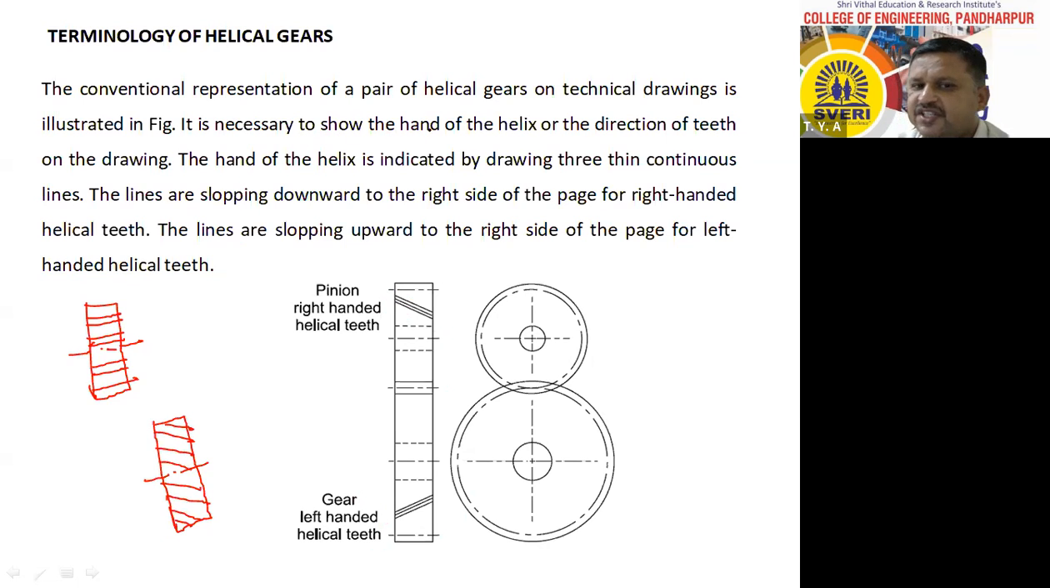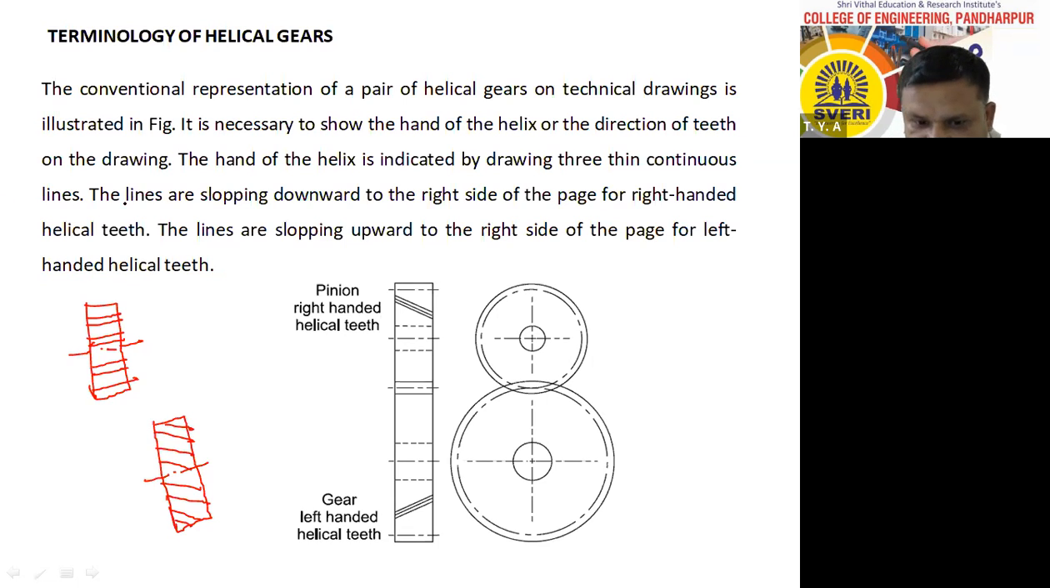Now it is necessary to show the hand of the helix or the direction of the teeth on the drawing. In the previous slide, I explained how to identify right hand helical gear and left hand helical gear. Always remember, when two helical gears are in contact with each other and connected with parallel shafts, then right hand helical gear is in contact with left hand helical gear.